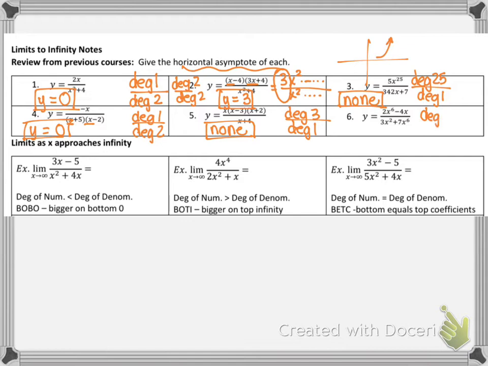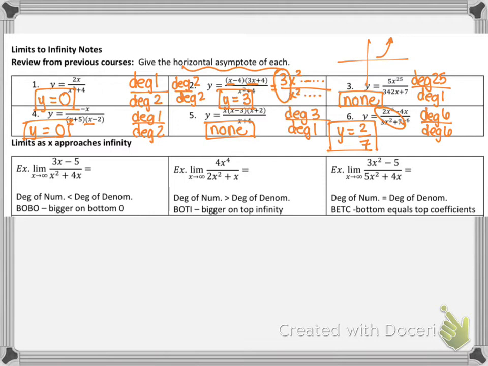And number 6, we have degree 6 and degree 6. We look at the ratio of the leading coefficients if we have the same degree. Make sure you're looking at the coefficients in front of the x with the largest powers. And so this horizontal asymptote is y equals 2/7. When you write a horizontal asymptote, you need the y equals because it's the equation of a horizontal line.